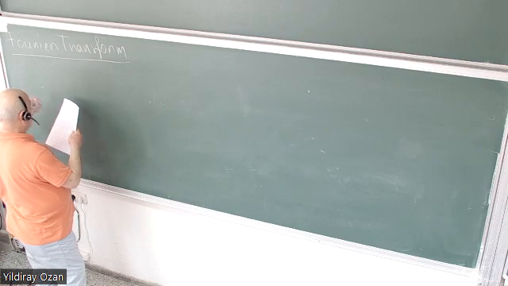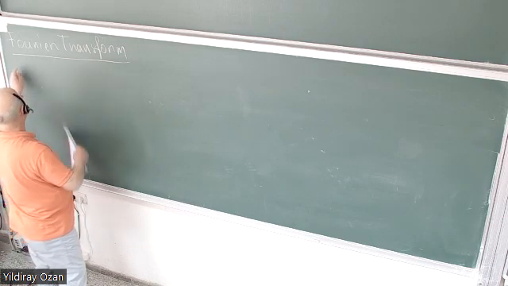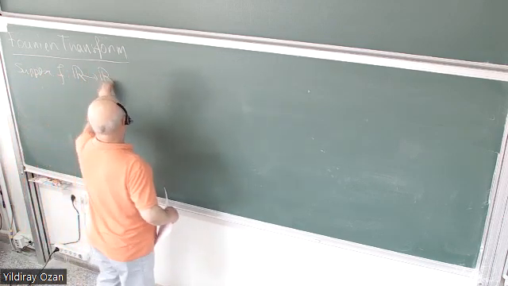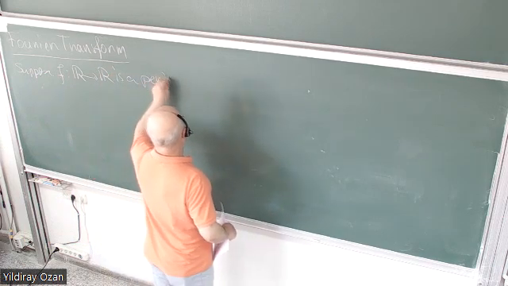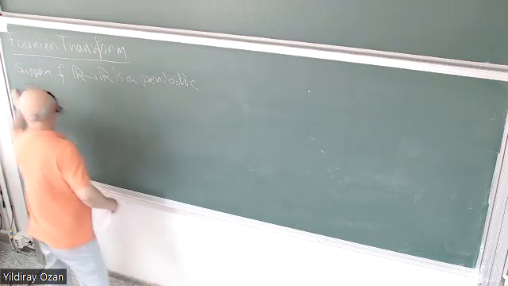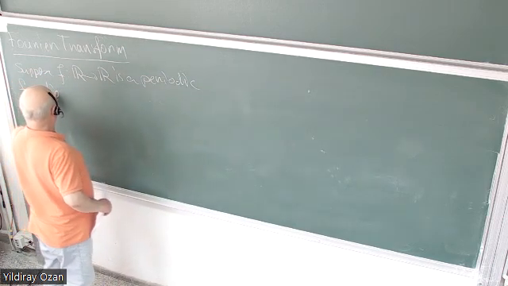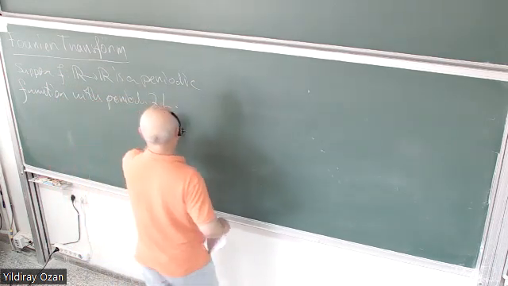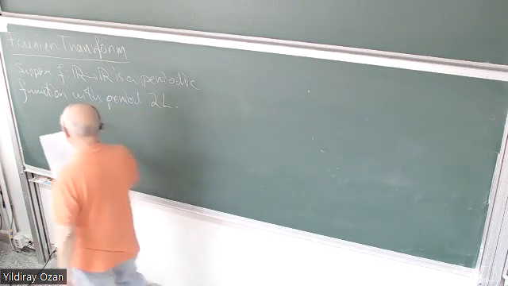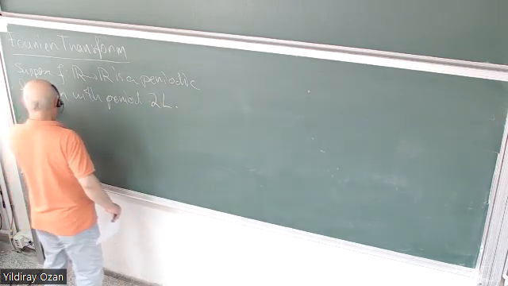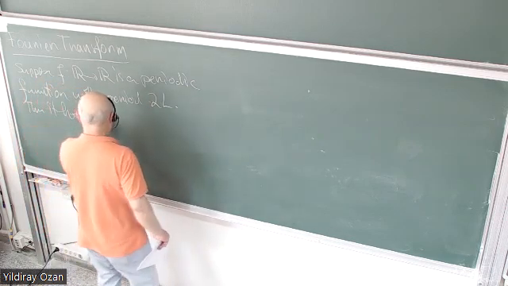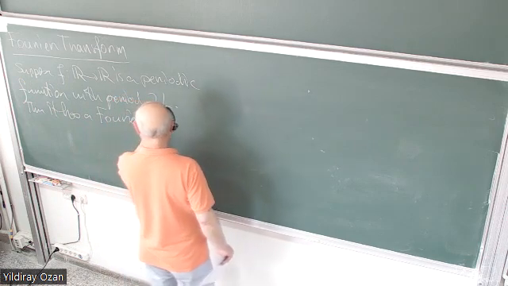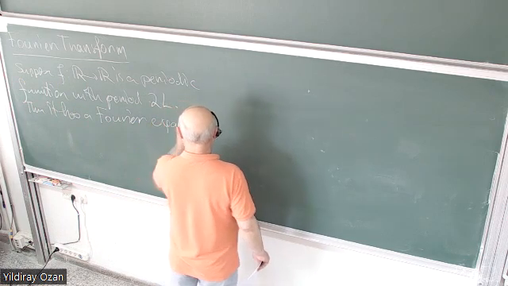Okay, now the idea is this. Suppose we have a function f from R to R that is a periodic function with period 2L. Then we know that it has a Fourier expansion or Fourier series.